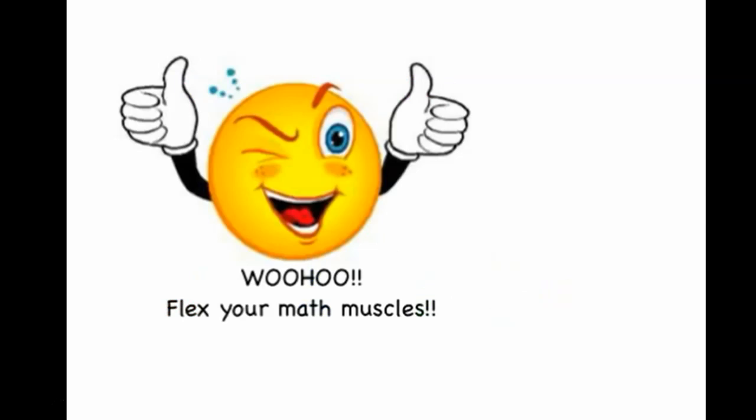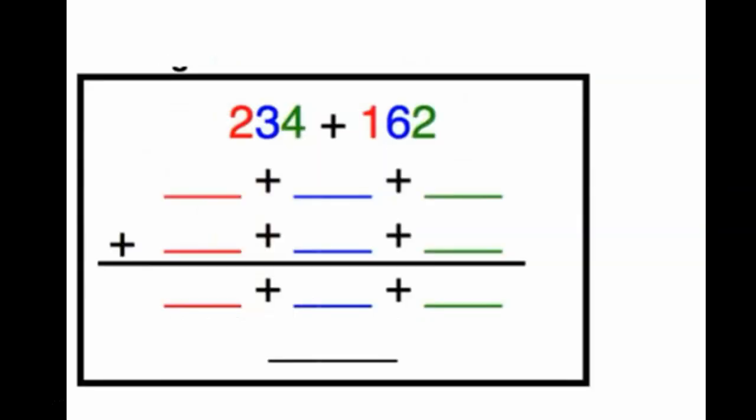Woohoo! Flex your math muscles because you are so awesome at writing numbers in expanded form. Okay, let's move on and try to add 3-digit numbers using that place value strategy and remembering how to write our numbers in expanded form. So first let's look at the addition problem 234 plus 162. So first let's focus on the number 234 and let's write 234 in expanded form.